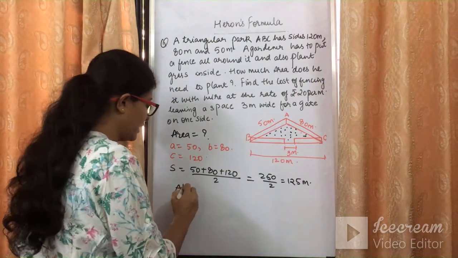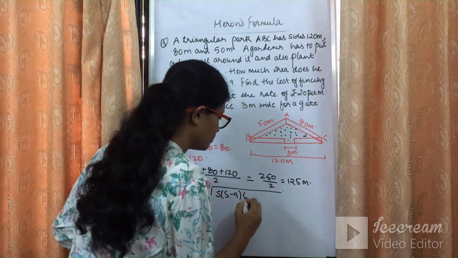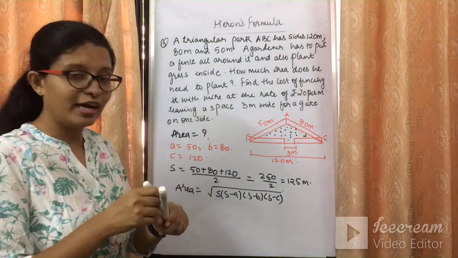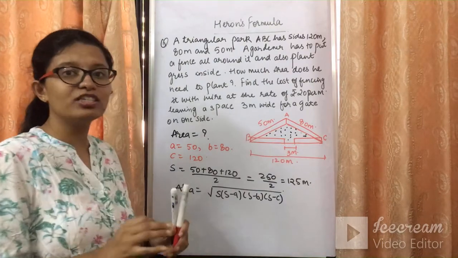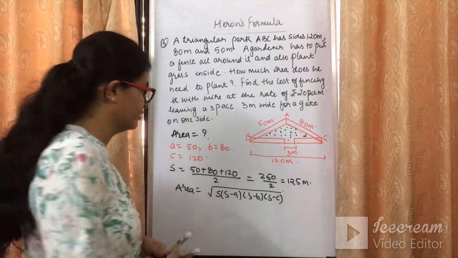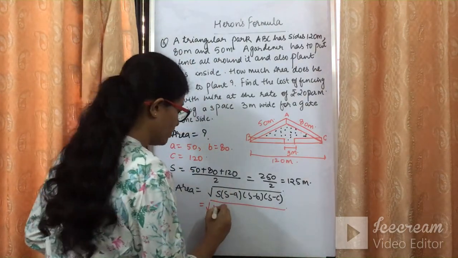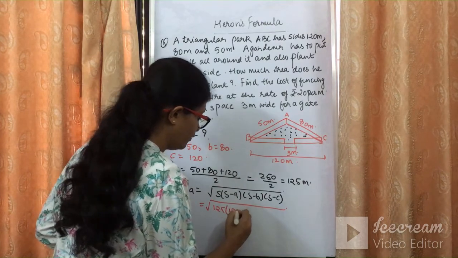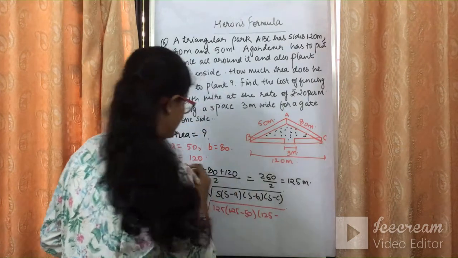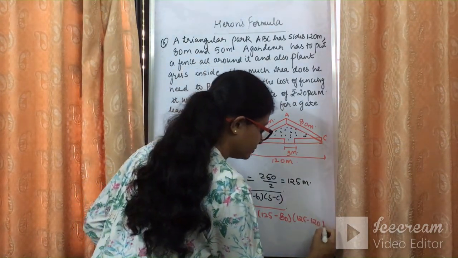Now we need to take out the area. Just we need a formula, that is under root of S into S minus A, S minus B into S minus C. हर एक सम में फॉर्मूला लिखेंगे तो अपने आप याद हो जाएगा, याद करने की कुछ जरूरत ही नहीं है. So in this chapter you need not mug up anything. Just you have one formula and the chapter is done. So अभी बताएंगे कि S is given to you as 125. 125 minus 50, 125 minus 80 and 125 minus 120.